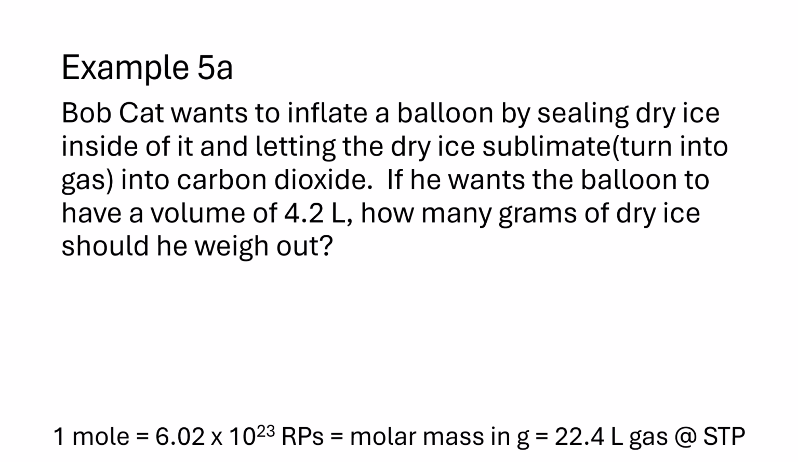Bobcat wants to inflate a balloon by stealing dry ice. Dry ice is just CO2 in solid form. They put it under lots of pressure and very cold temperatures, and they're able to get gaseous CO2 into a solid form. So inside of it, and letting the dry ice sublimate. Sublimate means instantly go from a solid to a gas. This happens when you take dry ice out of a very cold environment and put it into room temperature. So it'll instantly turn into a gas, and that's why it's so much fun to play with dry ice and put it out on the surface and see what happens.